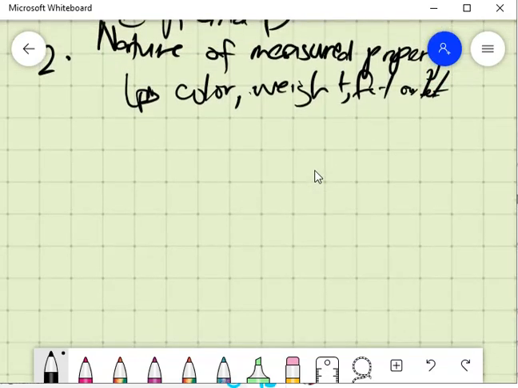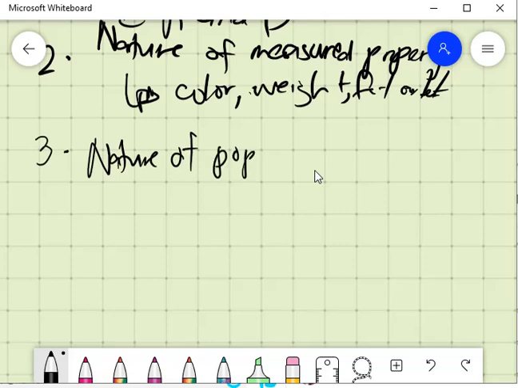Next is we have to consider the nature of the population in our sampling plan. Okay, so it is extremely important to clearly define the nature of the population from which samples are to be selected. So, for example, is it finite or infinite? Okay?